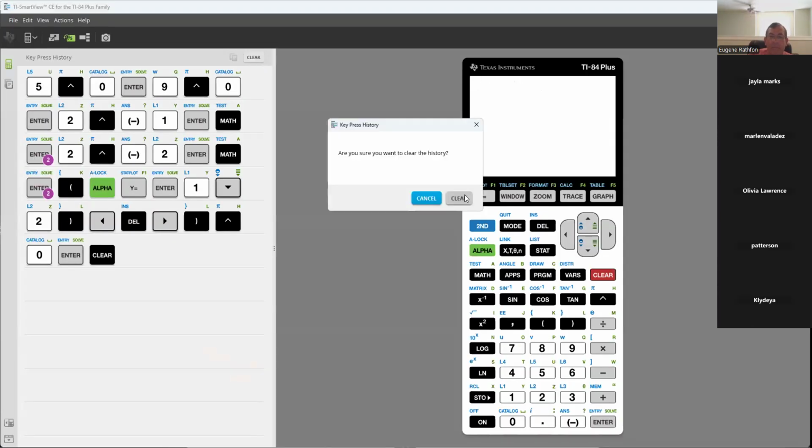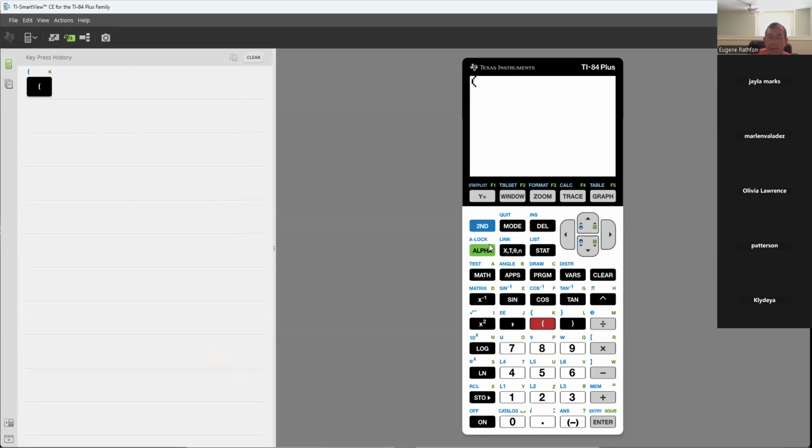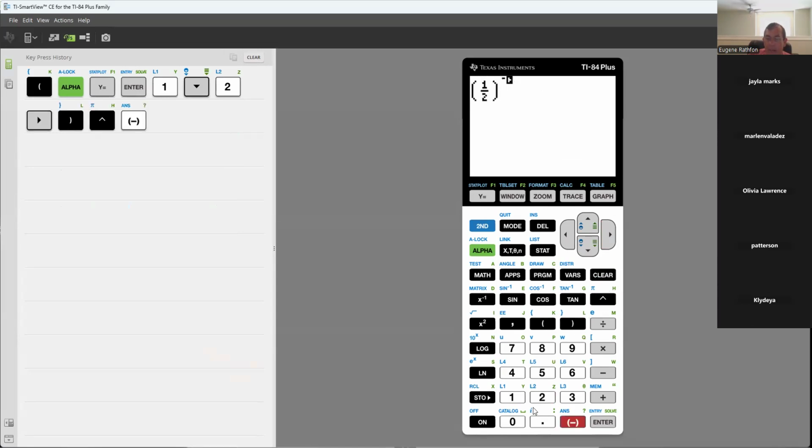All right, so let me clear everything out. So parentheses, alpha y equals enter for my fraction. I got 1/2. I'm going to arrow out, close parentheses. And then my exponent is a -1. So when I hit enter, I get 2.